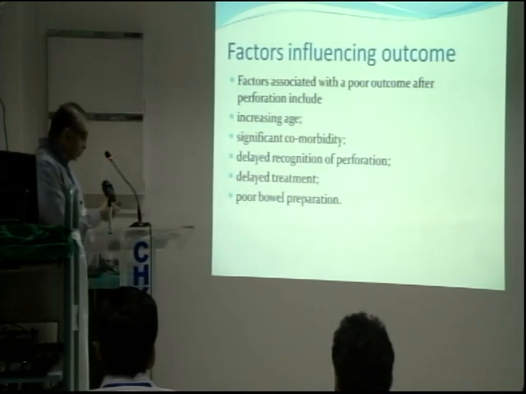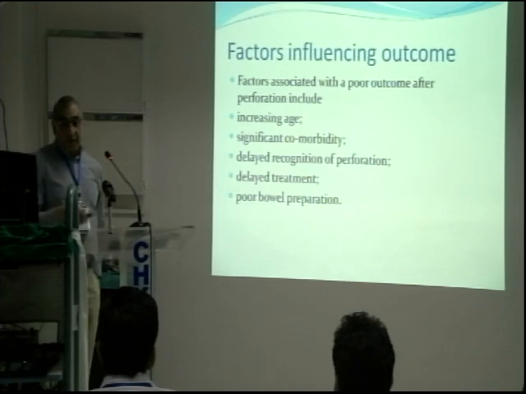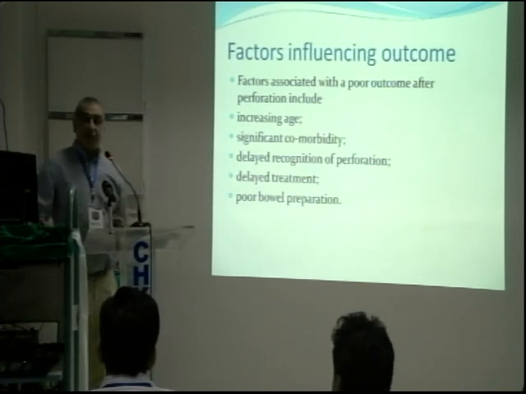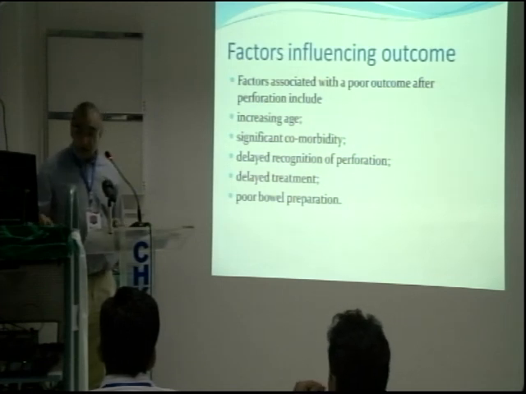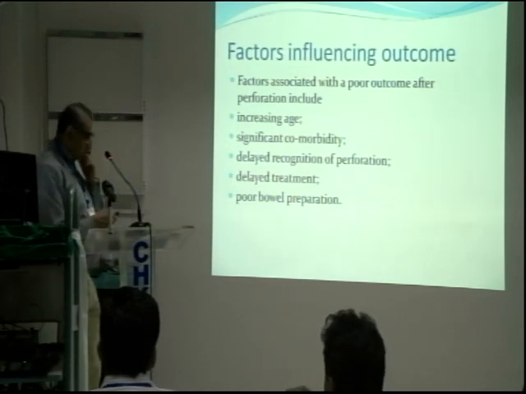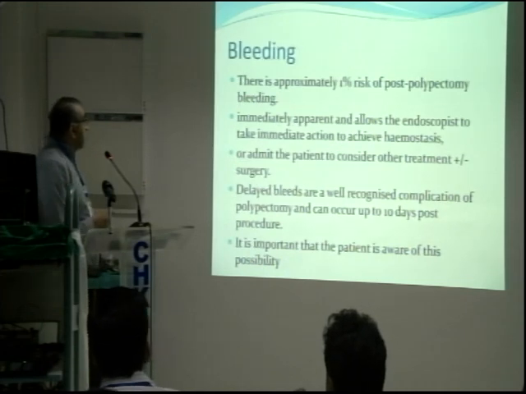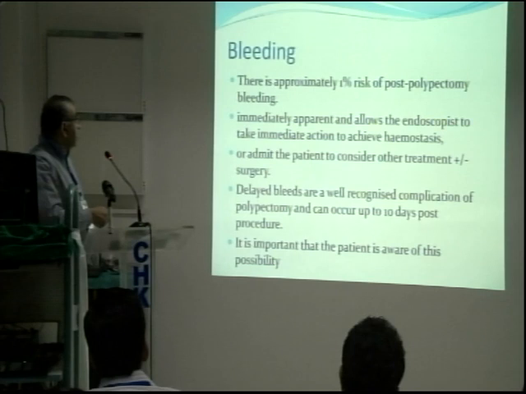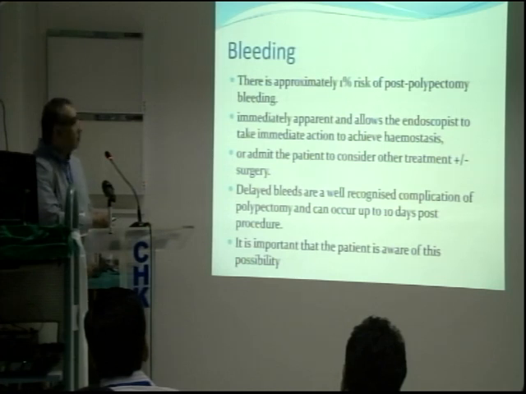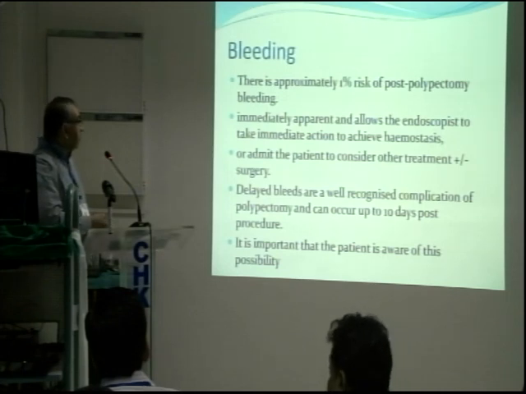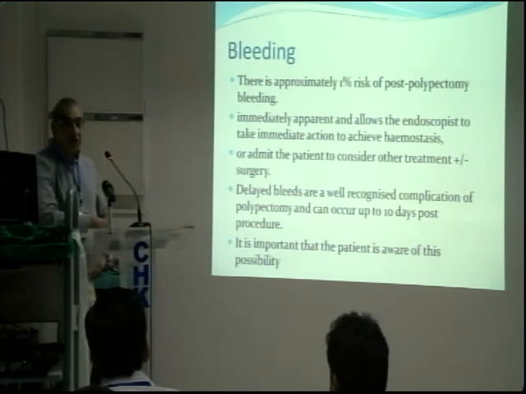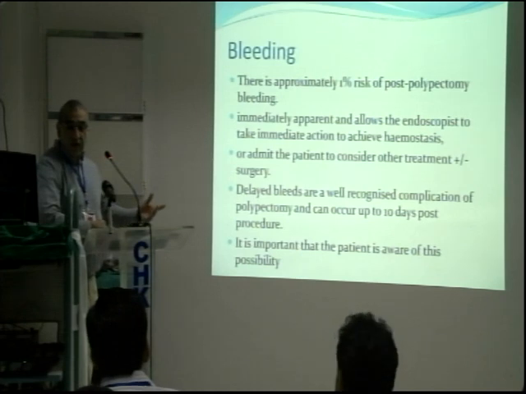Other factors are delayed recognition of perforation, delayed treatment, and poor bowel prep. Obviously, if the bowel prep is poor, the bowel is full of bacteria, because there are millions and billions of bacteria which can potentially cause infection and peritonitis. Bleeding: the risk of bleeding generally, in random series, we quote as 1 in 500, which is 0.05. However, if you are doing a polypectomy, the risk is 1 in 100. If the polyp is a big polyp with a thick stalk, the risk is much higher, maybe 1 in 25, 1 in 50. You are always conscious of that. You are prepared for it.